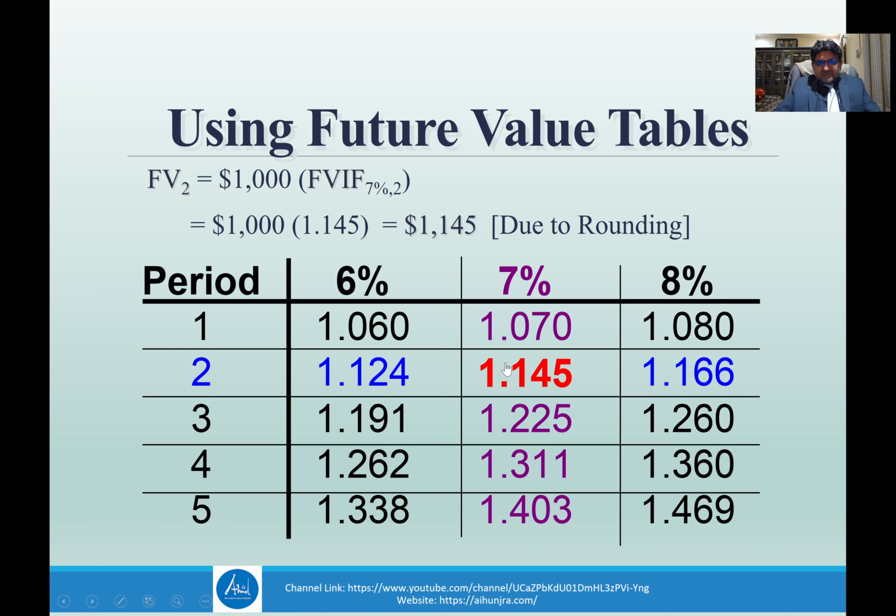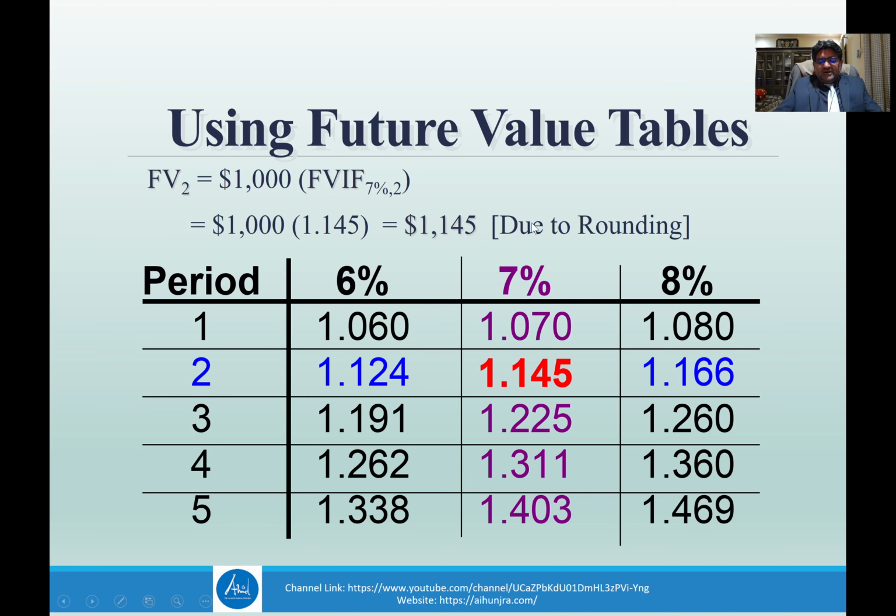So in the previous example, what is the time? Here the time is the second year. There are 2 years. Interest is 7%. So this is the value. We simply extract this value from the table and place it here. So we obtained the value, that is 1.145.